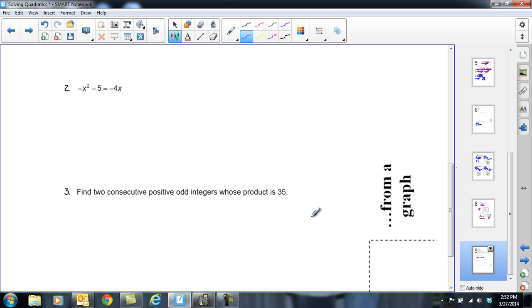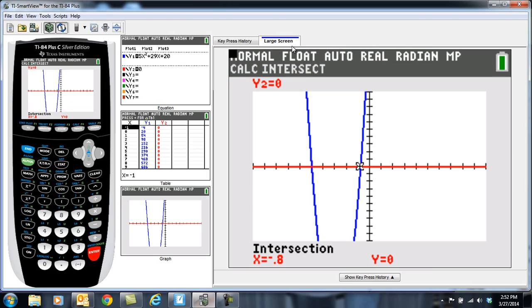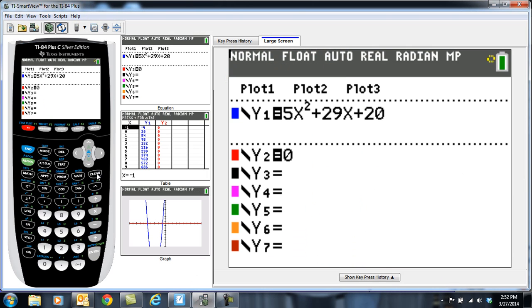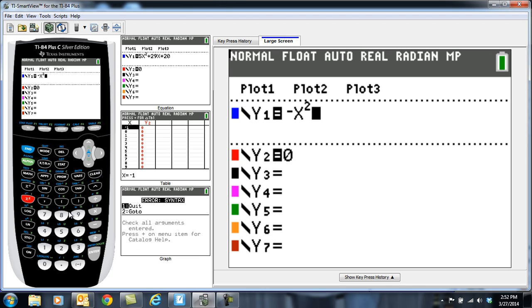So look at number 2. It says -x squared minus 5 equals -4x. You can't do anything with it till it equals 0. So the first thing I'm going to do is make this equal 0. I'm going to add 4x to both sides. So that would make this -x squared plus 4x minus 5 equals 0. Now I'm going to go back to my calculator. I'm going to go to y equals, and I'm going to enter in that equation, which was -x squared plus 4x minus 5.